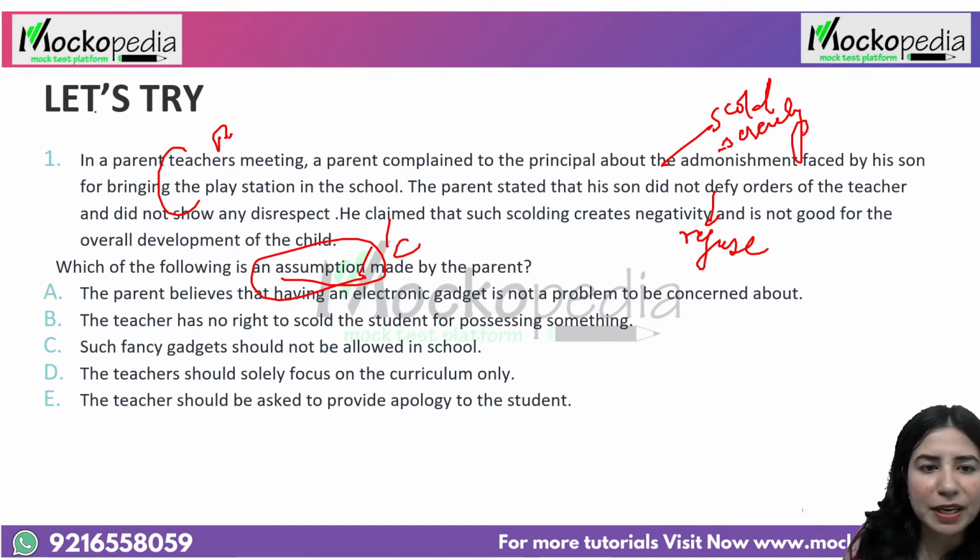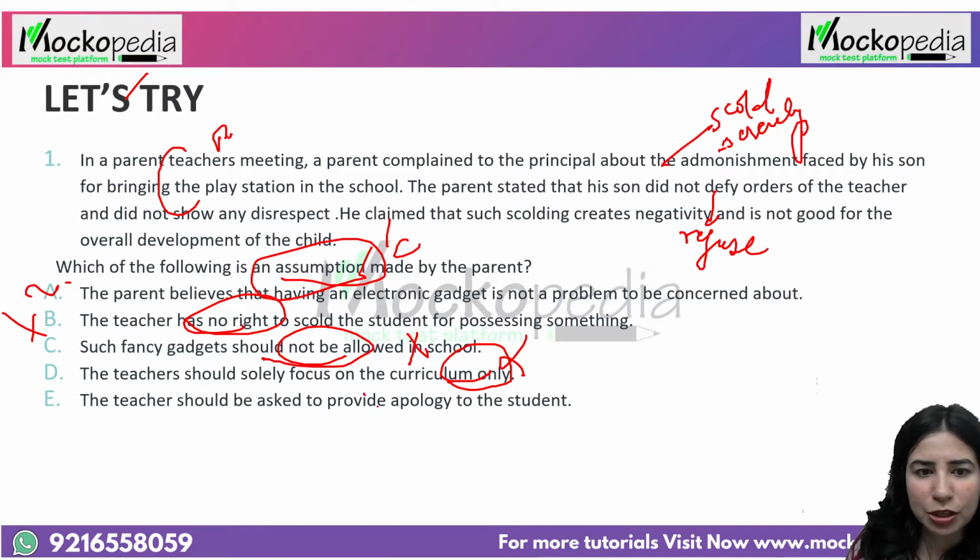So let's see. The parent believes that having an electronic gadget is not a problem, so he should not have been scolded, right? So we can keep this. Has no right to scold the student for. So no right will be extreme answers. Like I said, please eliminate incorrect answer choices. One ground of elimination would be that you're eliminating answer choices which have extreme language. Such fancy gadgets should not be allowed. Again, extreme answer choice. The teacher should solely focus on the curriculum only. Again, extreme answer choice. The teacher should ask to provide an apology to the student. So that was never mentioned, out of scope. So we can clearly mark A as the right answer, right?